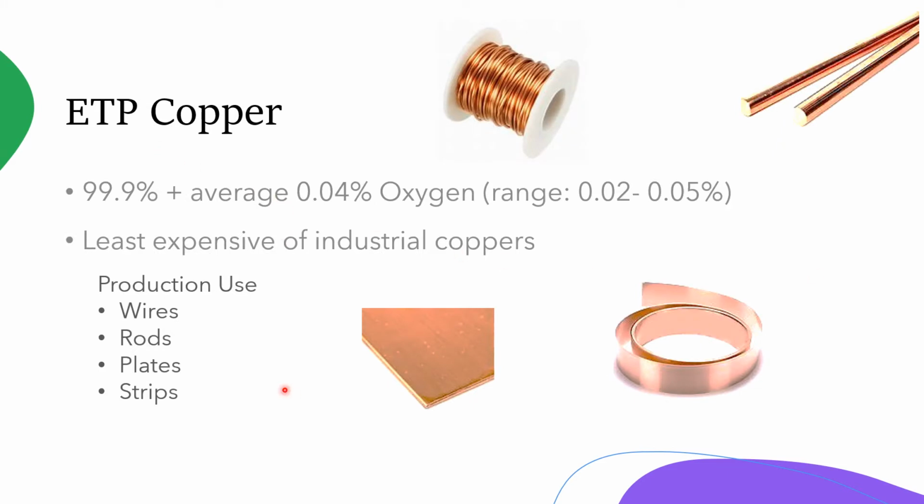ETP copper. When you look at the ETP composition, you have about 99.9% copper, and about 0.04% oxygen, so it's a very low percent of oxygen. It can range from 0.02 to 0.05%, and it's cheap, so therefore we use it. We use it for wires, rods, plates, and strips.